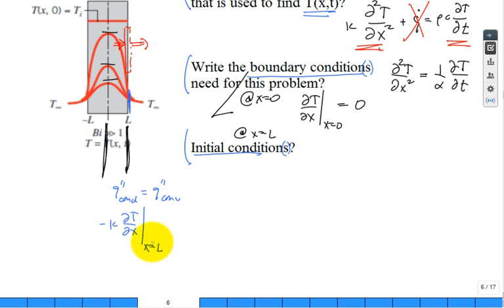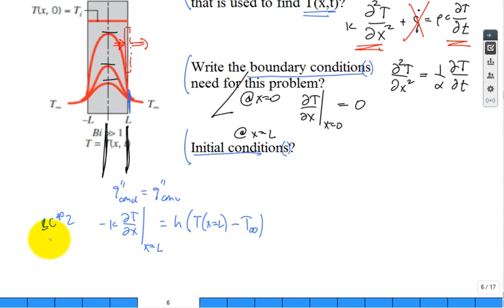Where did that come from? My head is spinning. I don't understand. Where did that come from? Fourier's law. That's all that is. And then we have h, then we'll have T at x equal to L minus T infinity. That's our second boundary condition, number 2.